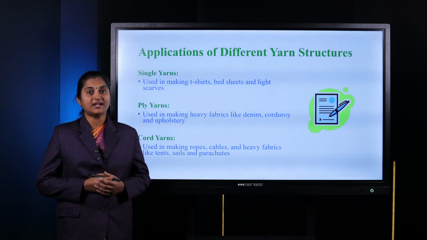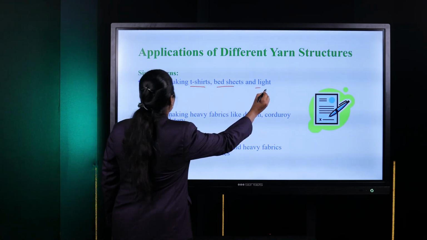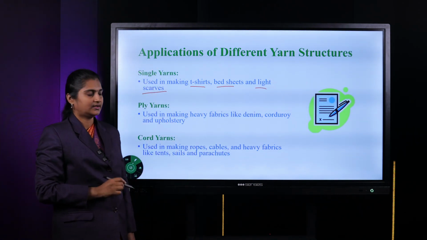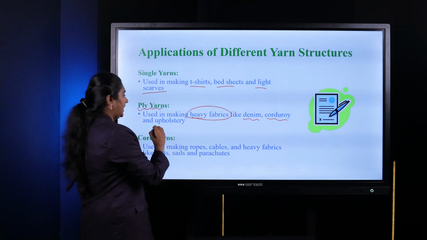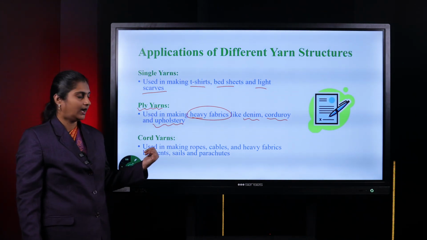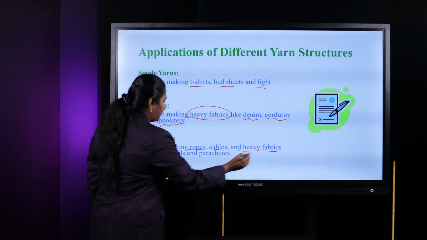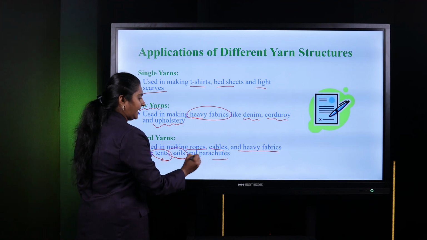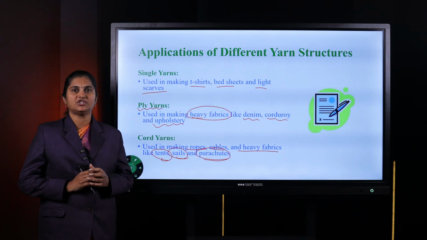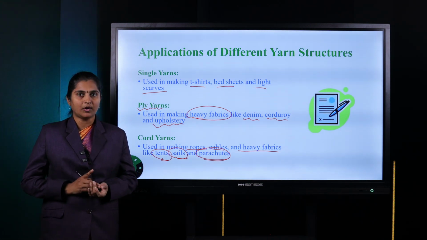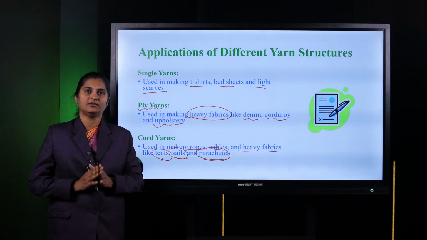Next, let us see about the application of different yarn structures. Single yarn is used in making t-shirts, bed sheets and light scarves as they are single stranded. Next, we have ply yarn, which is used in making heavy fabrics like denim, corduroy and upholstery. Then we move on to cord yarn, which is much stronger than single and ply yarn, and can be used as rope, cables and heavyweight fabrics in tents, sails and parachutes. So, overall the choice of yarn structure will depend on the specific application, desired texture and budget, and it is important to consider the advantages and disadvantages of each yarn structure before selecting the best option for you.